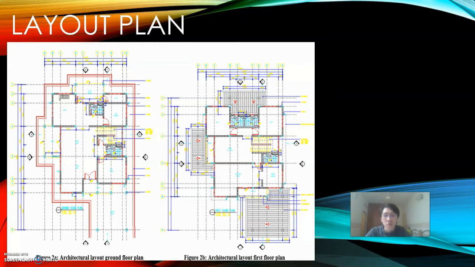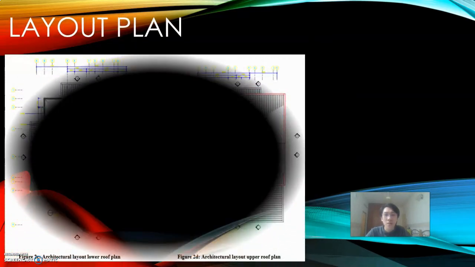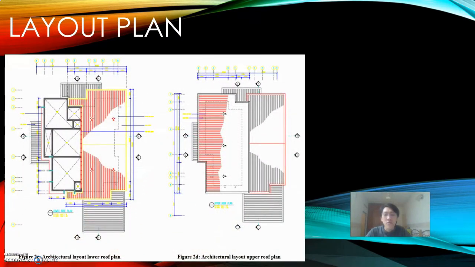Okay, so today I'm going to present about the layout plan for our project. Figure 2A shows architecture layout ground floor plan. Figure 2B shows architecture layout first floor plan. Figure 2C shows architecture layout lower roof plan. Figure 2D shows architecture layout upper roof plan.